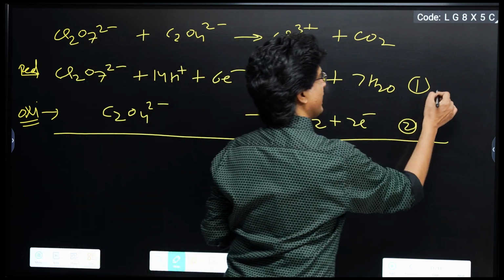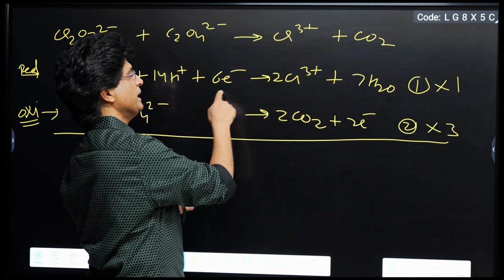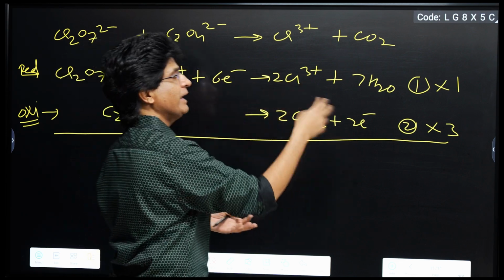Okay, so can I multiply this by 1 and this by 3? You can multiply this by 2 also, and this by 6 also, you can, but again they will have 2 common.